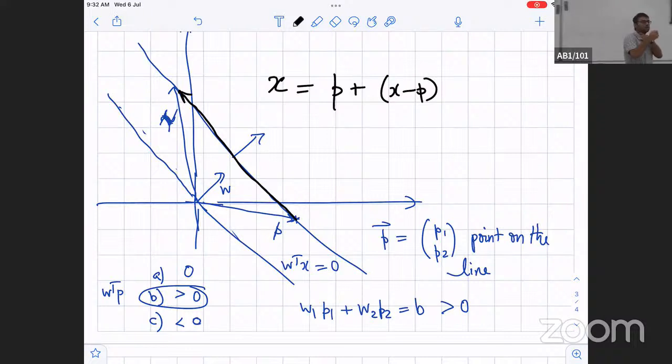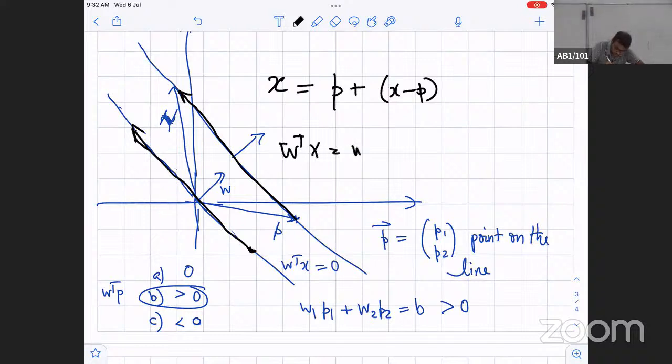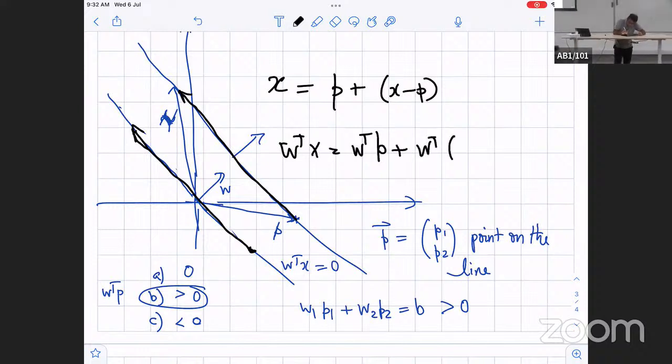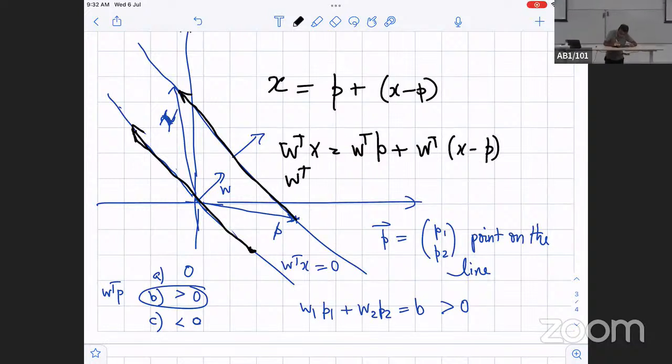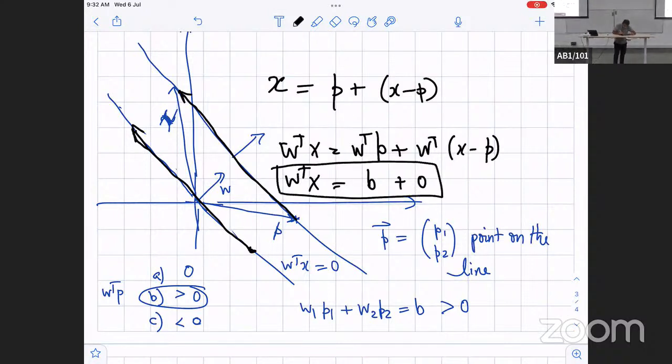Now, coming to what you were saying: what is x minus P? Is it orthogonal to W or not? Yes, because that's the same vector as this vector. Therefore, W transpose x is equal to W transpose P plus W transpose (x minus P). Now W transpose x is nothing but b, and the other term is 0. So you have got the equation of the line, W transpose x equal to b.